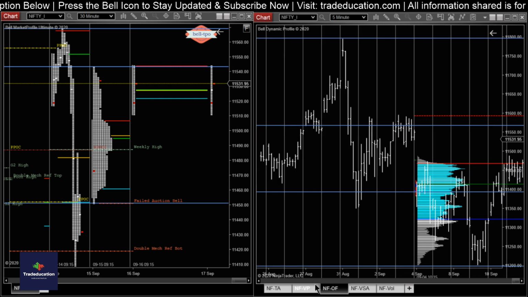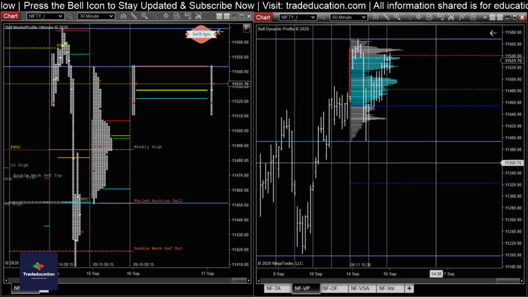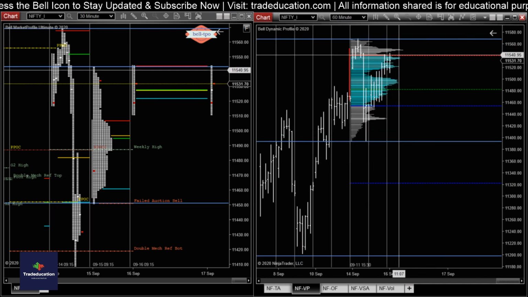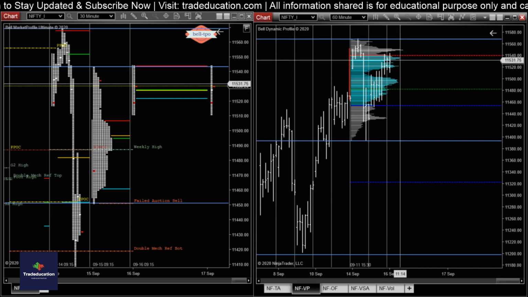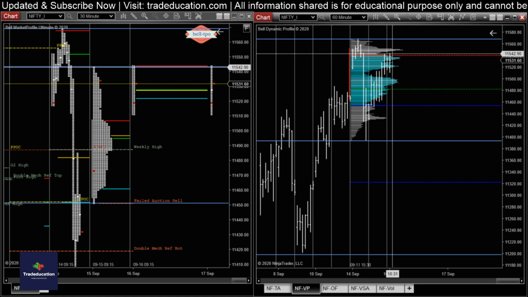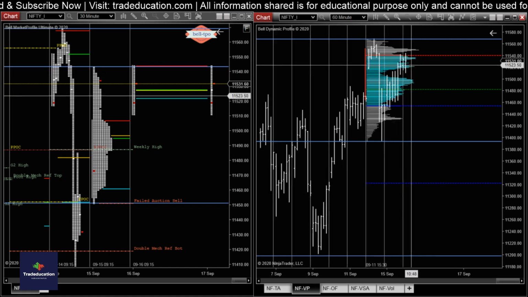Let me look at the volume profile chart. So here the auction is getting rejected around the value area highs. Just got rejected there and it's just trading within. So this is a weaker reference.